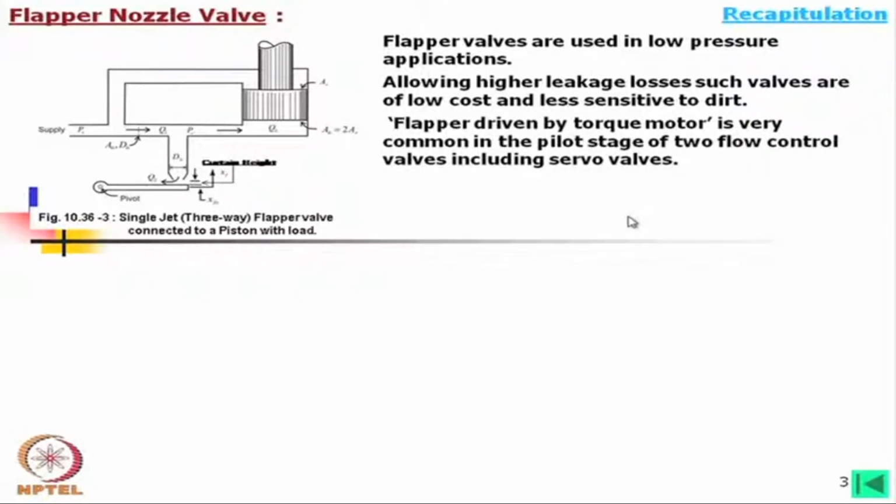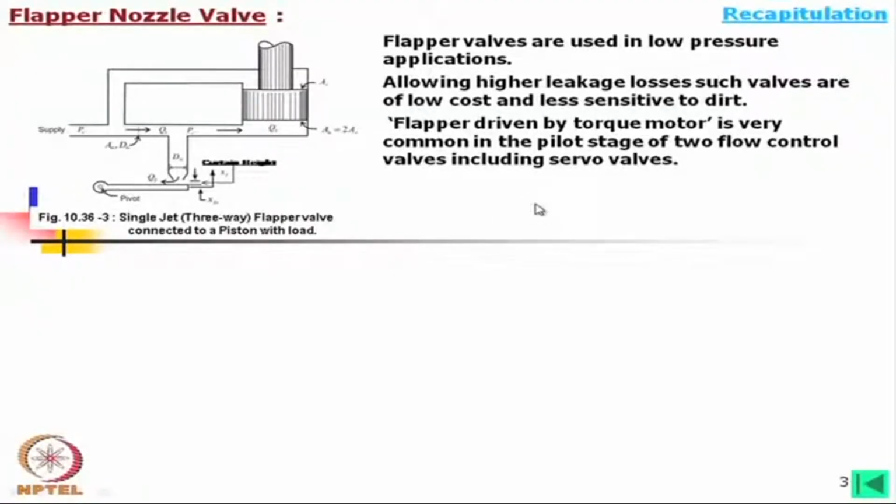Now, the flapper is driven by a torque motor, as I told. Torque motor means it is not rotating fully, and its output, of course, is torque. It is just giving a small amount of torque, a small actuation in one direction, and it can rotate in the opposite direction if the current sense is reversed, and these are used to move such a flapper.